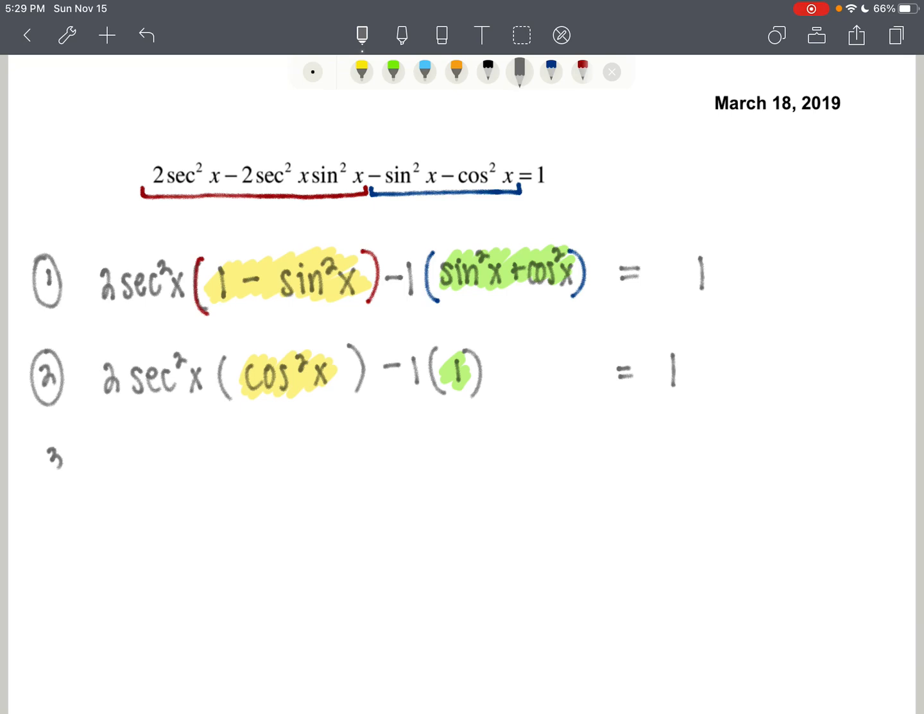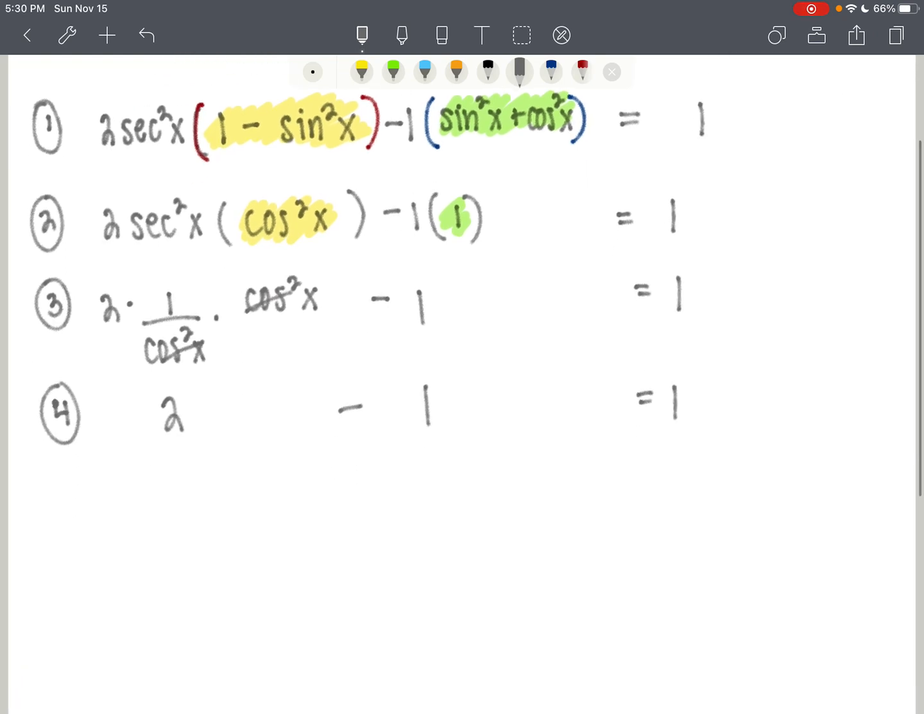So step 3, we have 2 secant squared is the same thing as 1 over cosine squared of x. And then we have times cosine squared of x minus 1 equals 1. The cosine squareds are going to cancel out. That's going to give us 2 minus 1 equals 1. And our 5th step, 2 minus 1 is 1. 1 is identical to 1.